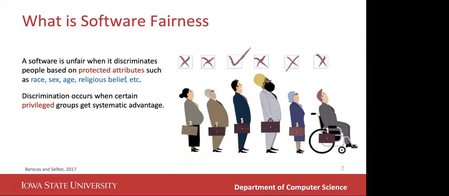So what is software fairness? A software is unfair when it discriminates between people. Here we will talk about societal discrimination. In our software, if we are analyzing data of people and there are protected attributes like race, sex, age, or religious beliefs, and if our software prediction is dependent on those protected attributes, and if different groups in those protected classes are discriminated, then our software is not fair.